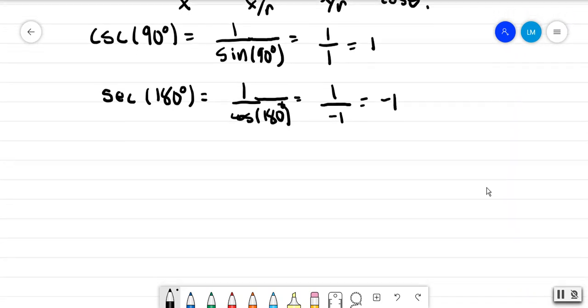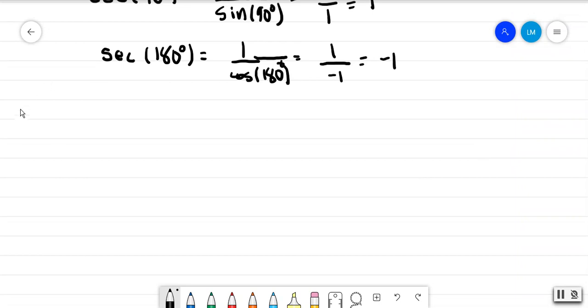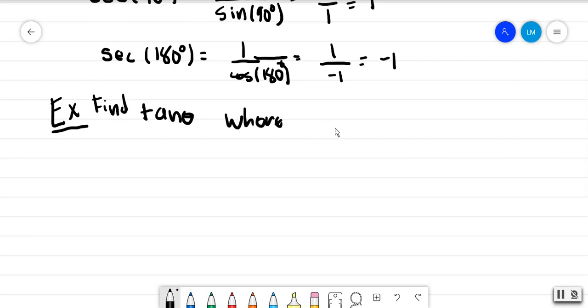For now, let's just look at an example. Let's say you want to find tangent of theta, where cotangent of theta is equal to the square root of 3 over 3.